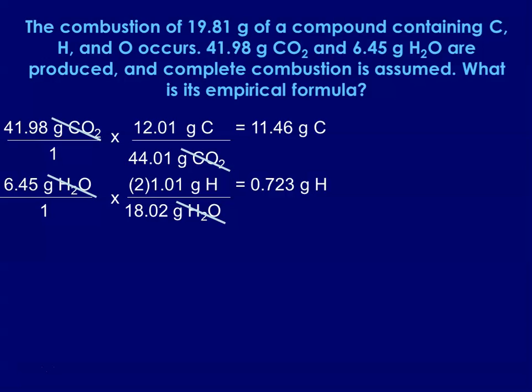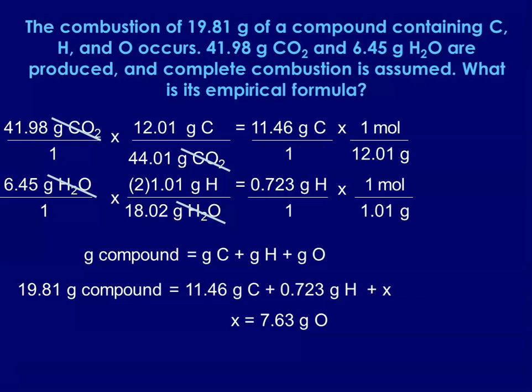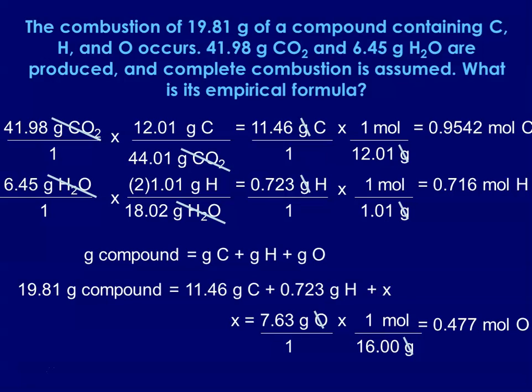Now, I know the mass of my total compound is 19.81 grams, and I know the part that's carbon, and I know the part that's hydrogen. So if I substitute in what I know, I should be able to algebraically solve for what I don't know, which is oxygen. 7.63 grams. I now have the grams of the 3 elements that were present in my compound, part 1 of my empirical formula, and I can use those grams to get moles using the molar mass of those 3 elements respectively. The grams cancel out, and that gives me moles of carbon, moles of hydrogen, and moles of oxygen.